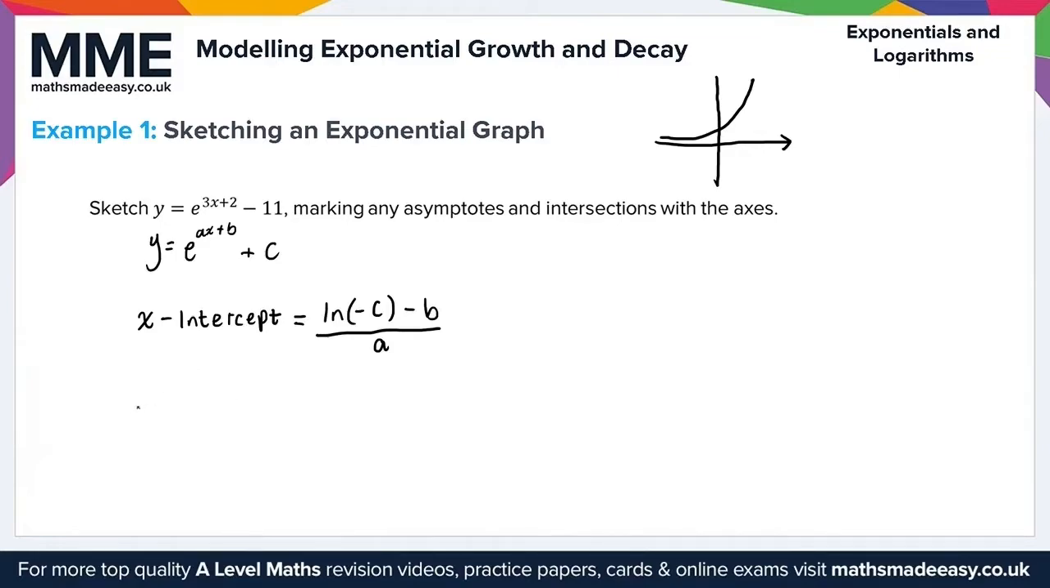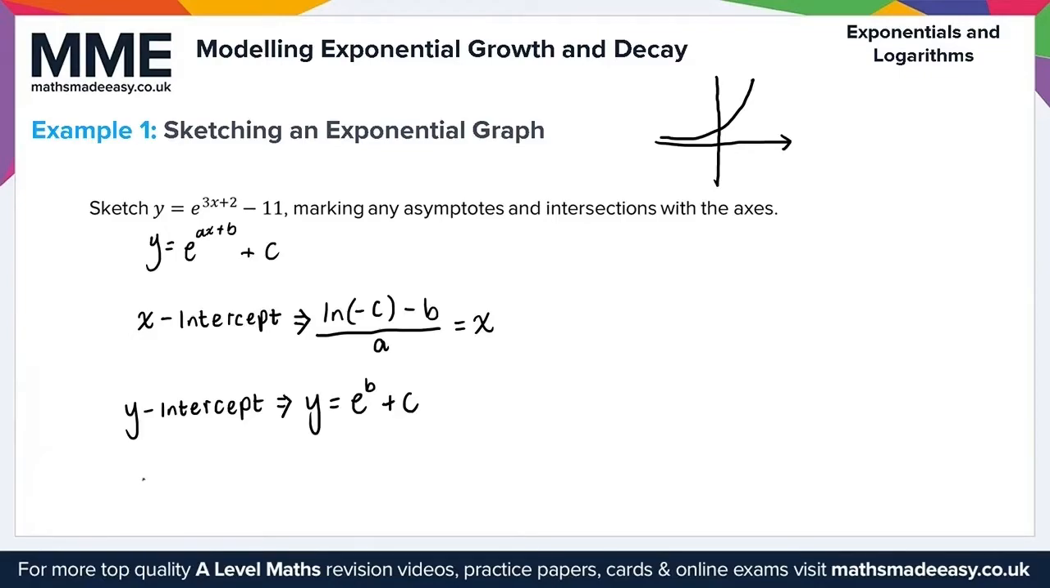The y-intercept here is given when x equals 0. So this one's rather straightforward. If you set x equal to 0 here, all we obtain is that y equals e to the b plus c, because all we've done is make x equal to 0, so we just get left with e to the b plus c.